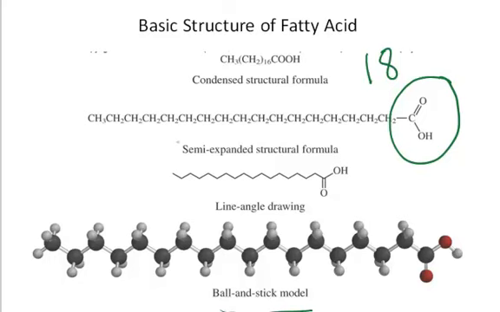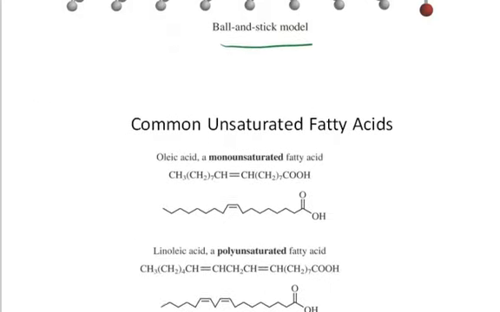And then there's always a long alkyl chain associated with the fatty acid with varying carbon lengths. This particular fatty acid that has 18 carbons and no double bonds is called stearic acid. So that's the basic structure of a fatty acid, which you should have already discovered.